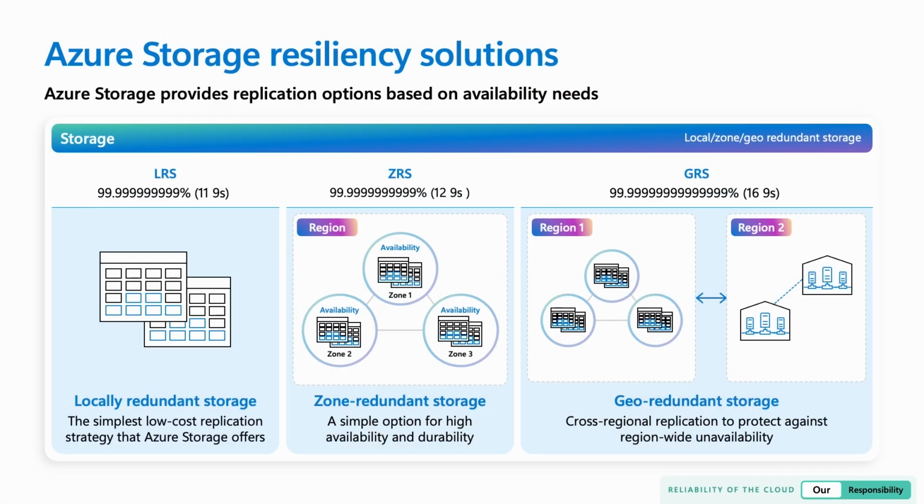So why does this matter? Well, if a hardware failure, power outage, or even a regional disaster occurs, your data remains available. For example, during a major storm, a regional outage impacts one Azure data center. But thanks to geo-redundant storage, a healthcare provider's patient records are instantly accessible from the secondary region, ensuring continuity of care.